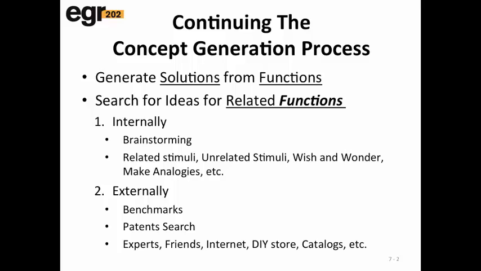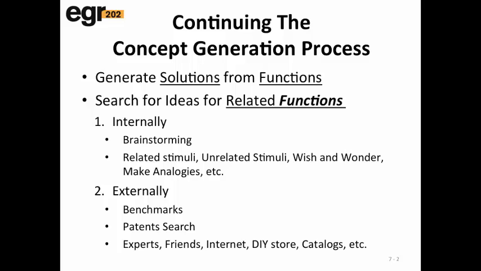So the second way you can do it is externally, which means external to your brain and external to your team. So go look outside yourself and outside your team. Look at your benchmarks. That's one of the best ways to do it. Look at your benchmarks and see how they solved every function that you're working with. However they solved it is probably a pretty good way to do it. So list those ways that they solved it.